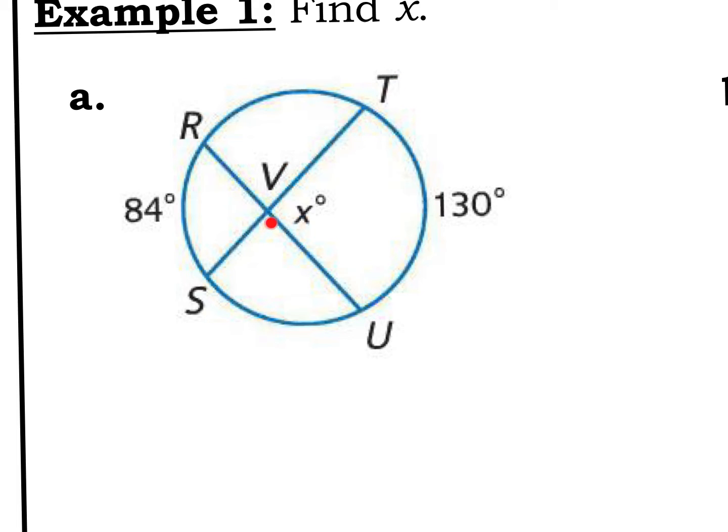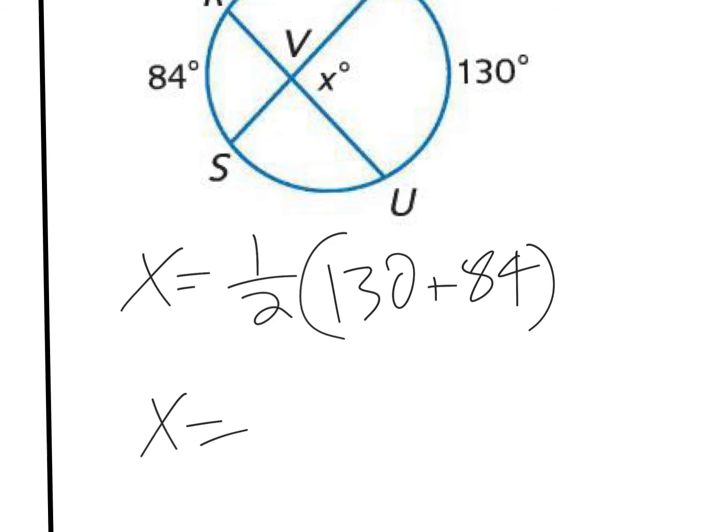Well, really it's angle TVU. So really, you just need to write X equals, and you're going to do 1/2 the sum of the angles that are across from it, right? So 130 and 84. So that's going to be 1/2 of 214, and so you're going to get 107 degrees when you cut that in half.